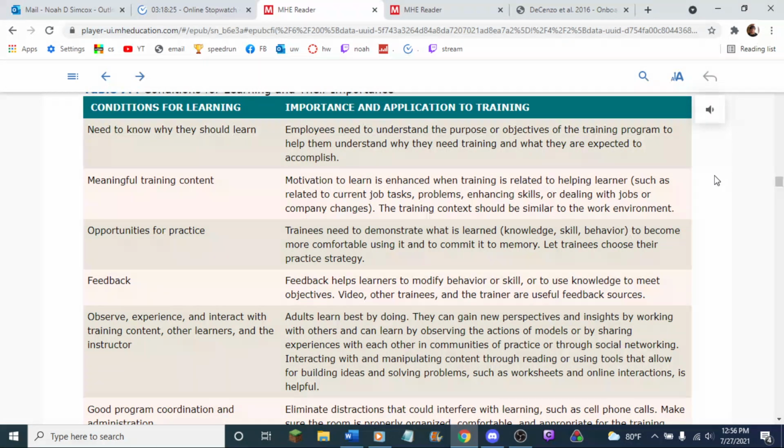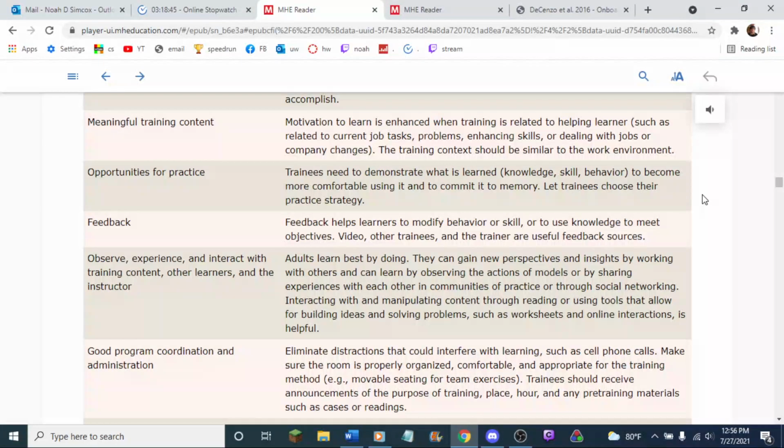The training context should be similar to the work environment, with opportunities for practice. Trainees need to demonstrate what is learned, knowledge, skill, and behavior, to become more comfortable using it and to commit it to memory. Let trainees choose their practice strategy. Feedback helps learners to identify behavior or skill in order to use knowledge. To meet objectives, video, other trainees, and the trainer are useful feedback sources.